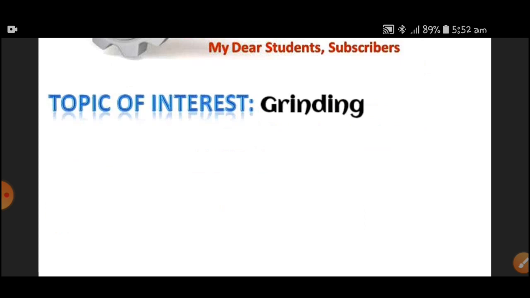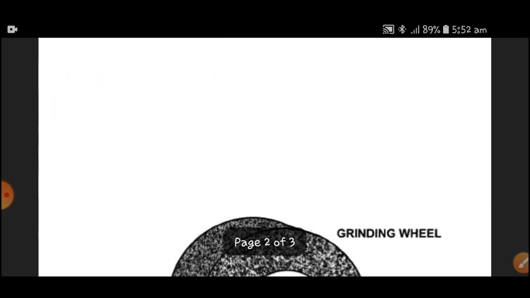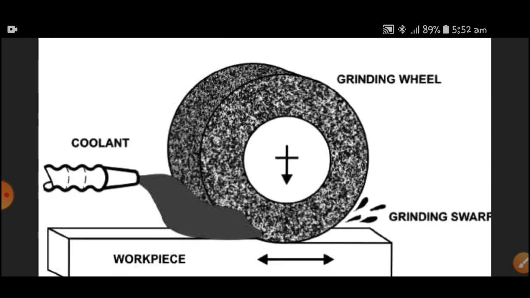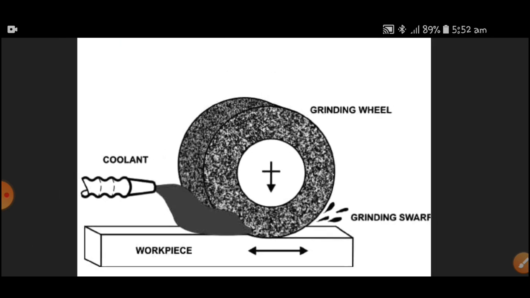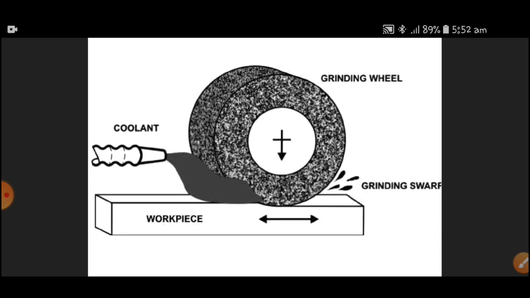And the process is very simple. This is a finishing process. The grinding process is a finishing process, with which we can finish the surfaces. After all the machining processes on the component, the final process, the surface finish, is done by grinding.